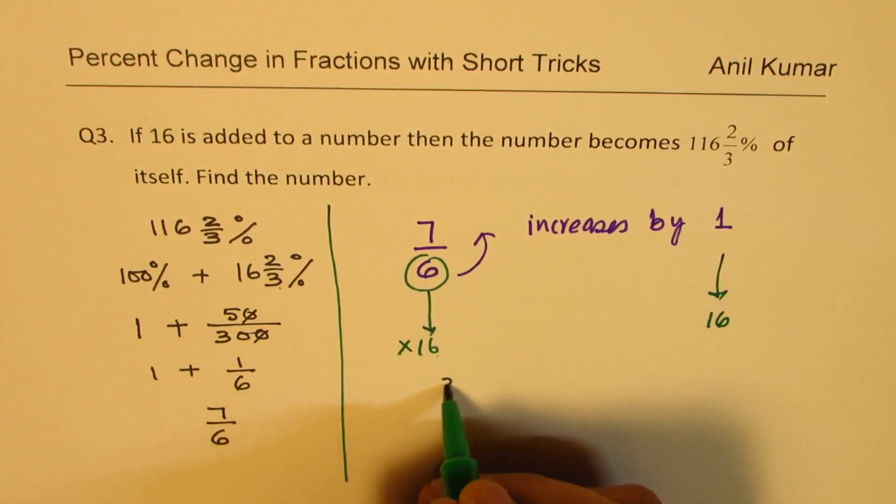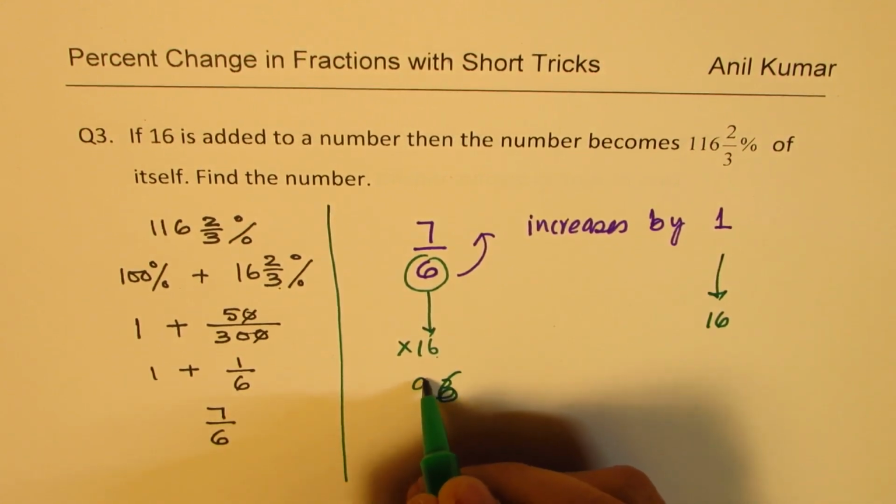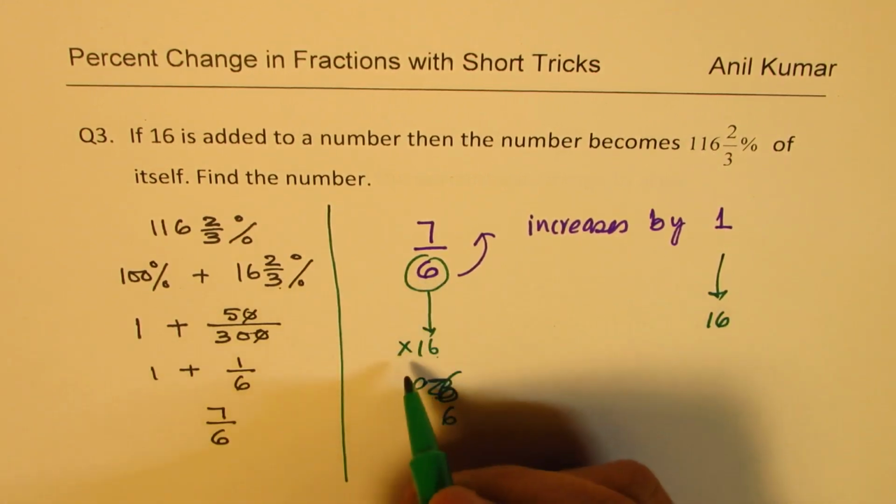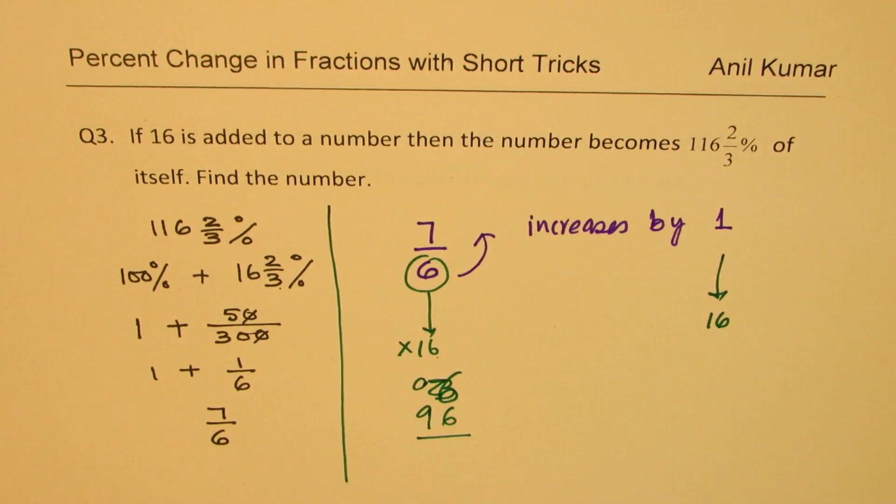6 times 6 is 36, and 6 times 3 is 18, so it's 96, right? So the original number should be 96. Does that make sense to you?